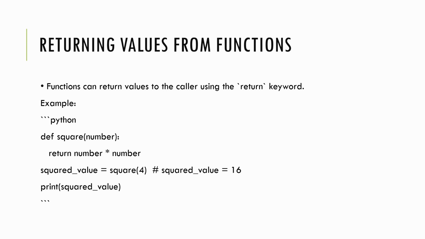Functions don't just execute tasks, they also return values. In the square function, we take a number as input and return its square. The result is then stored in a variable. Using return allows us to send values back from a function to wherever it was called.